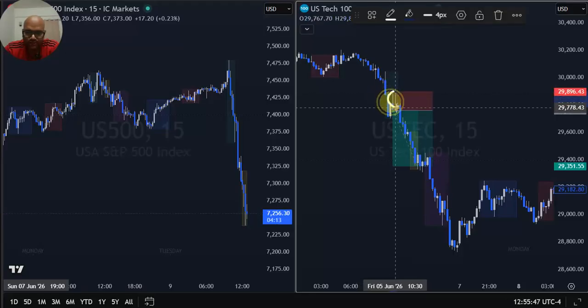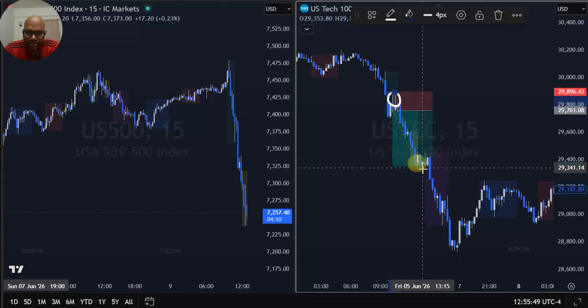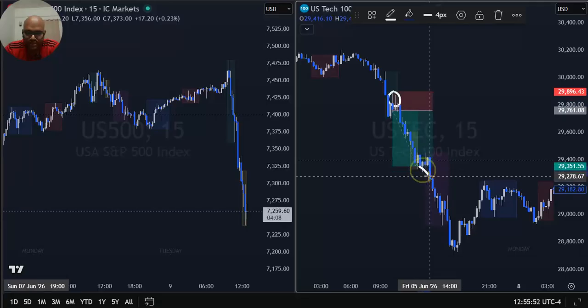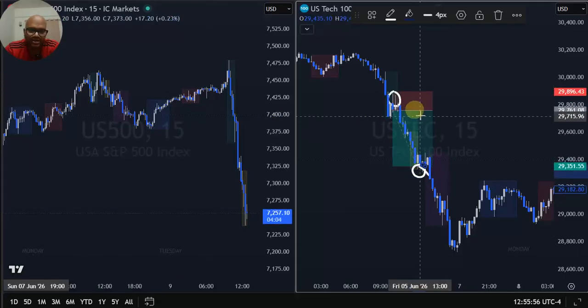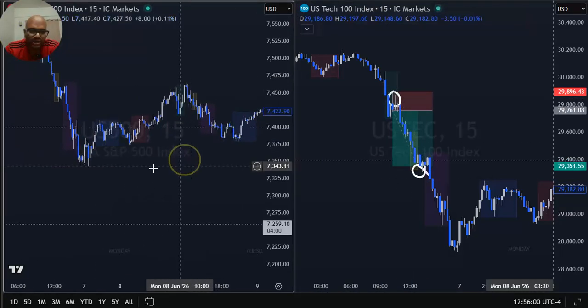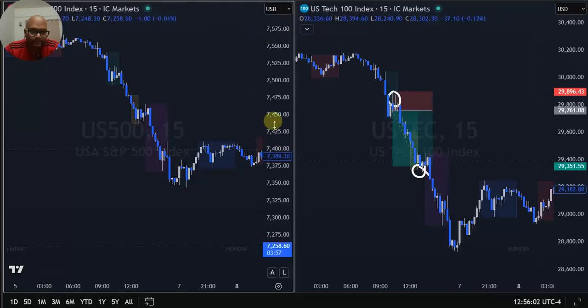So this is your entry, and you can see very easily the wick formation over here, right? So this is your exit, 1 is to 3 in one trade, right? In 1 hour, right? Again, you can see the same thing.